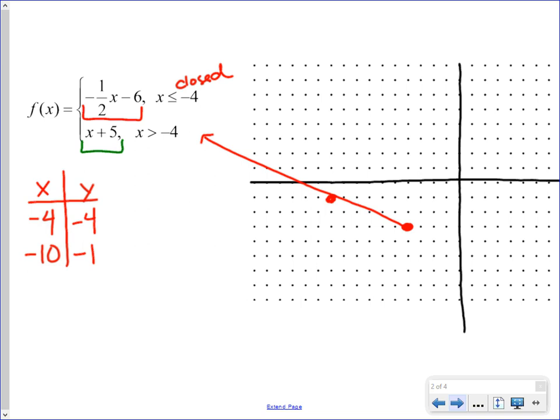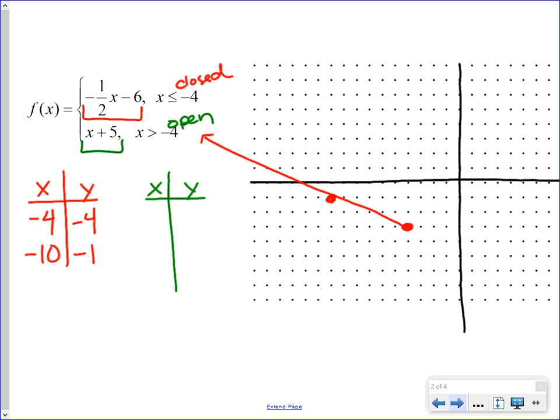So that's one piece of my piecewise function. The other piece of the piecewise function comes from the second equation, x plus 5. So I'll make a new t-chart, and this time I'm going to choose values where x is greater than -4. Now, something that's a little bit different here is that even though -4 doesn't work for this function, it's going to give us an open circle for that particular line.